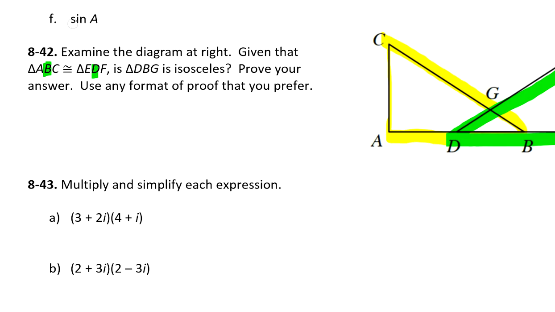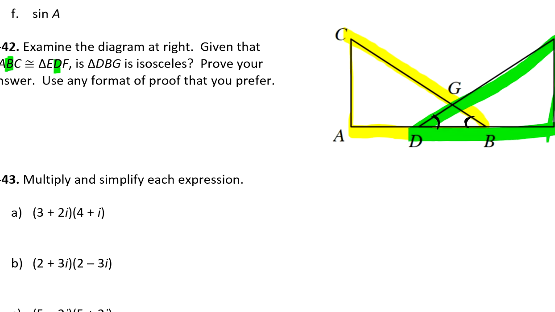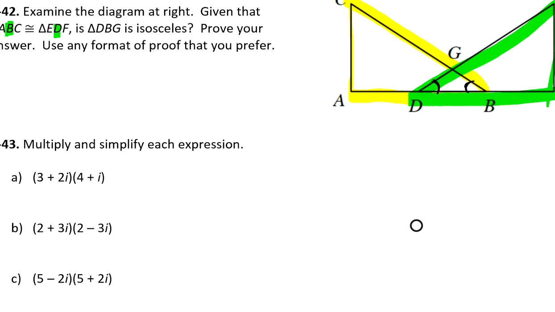So you can easily point out that this angle right here, name it, is congruent to this angle. Why? Because they're parts of the green and the yellow triangles that are congruent to each other. And if you have a triangle in which these base angles are congruent, then you know that the sides across from them have to be congruent. And if these sides are congruent, then by definition this is isosceles.